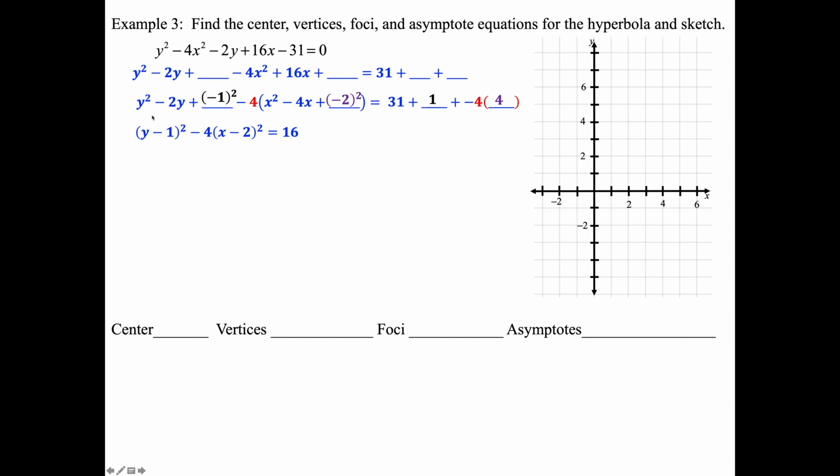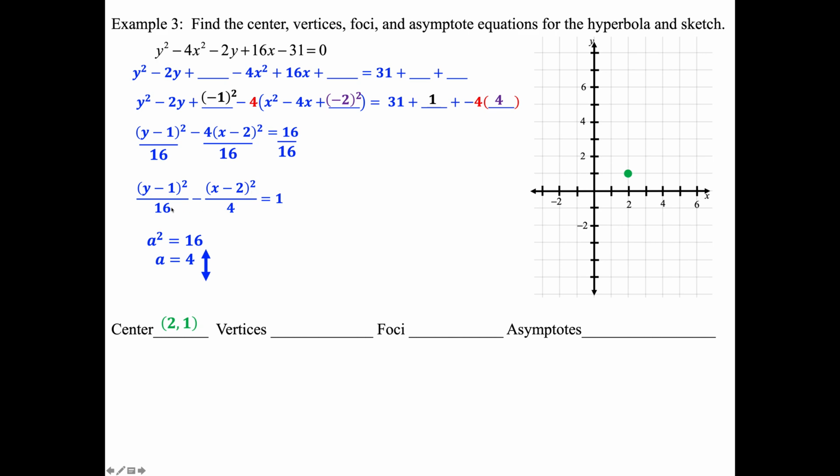My binomial squared here is y minus 1, that squared, and x minus 2, that binomial squared. I divide over the 16, and I have my equation set equal to 1. And now here's my equation. Here's my center: find the x, change the sign, 2. Find the y, change the sign, 1. And we plot 2, 1.